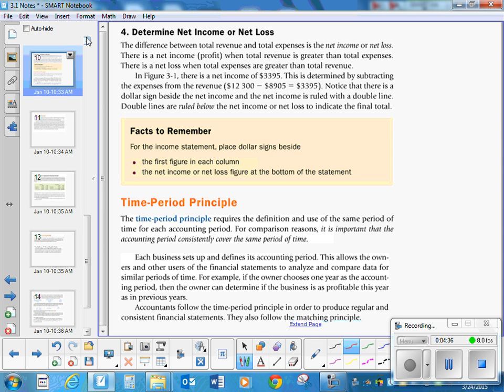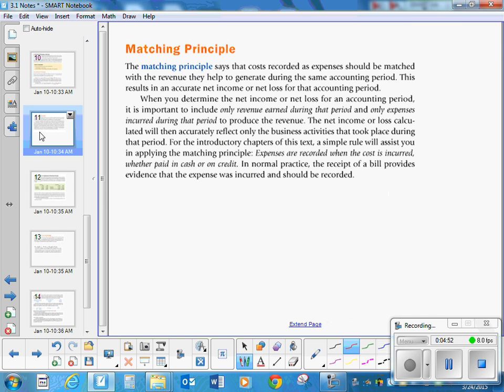Just to cover a couple of principles here, a reminder that the time period principle means that you do the same thing consistently every month. So if every month you're making a balance sheet and income statement, you have to continue to do that every month. The matching principle just means that if you are making money in one period, the expenses for that are also recorded at that same time.